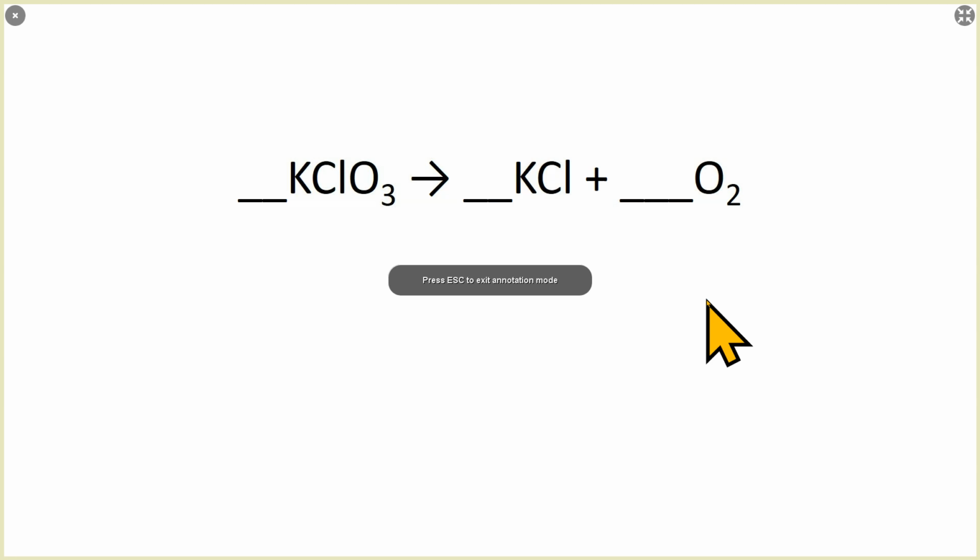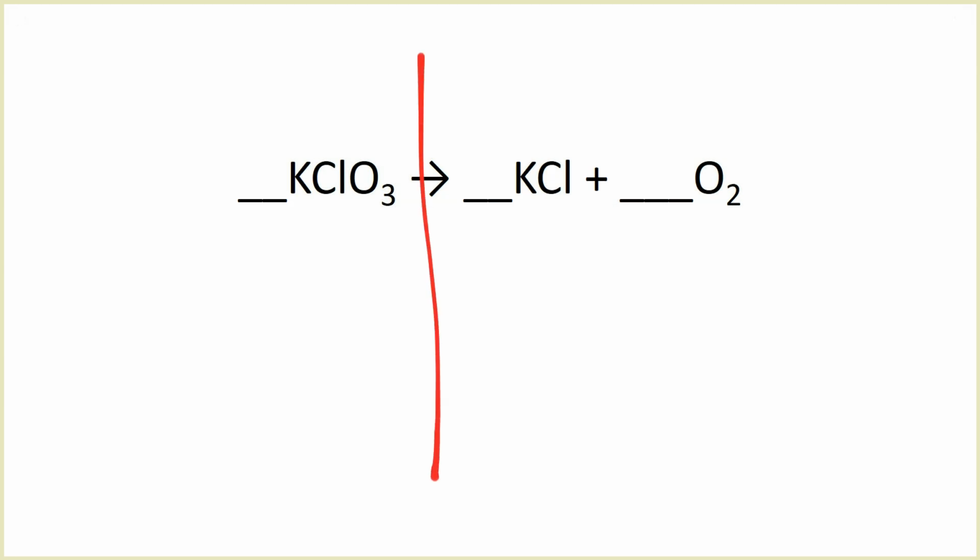So again, divide it in half. Start with the first element. So the first element here is K. How many K's do you have here? 1. How many K's do you have on the other side? 1. If they're the same, move on to the next element. The next element on the left is Cl. How many Cl's do I have? 1. On the right, how many Cl's do I have? 1. Okay, again, move on to the next one.